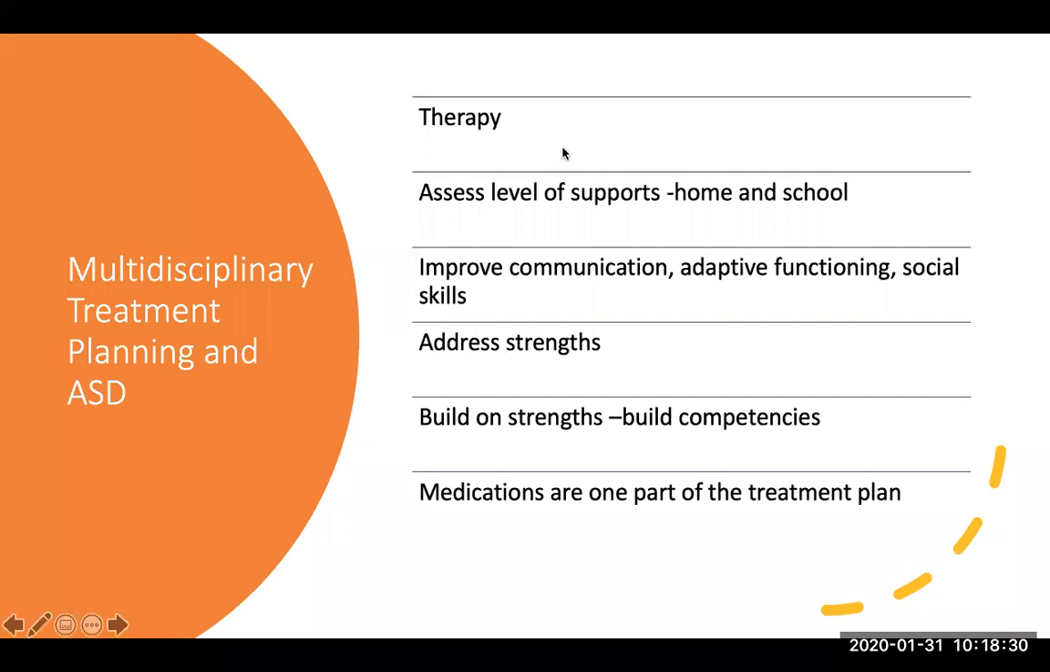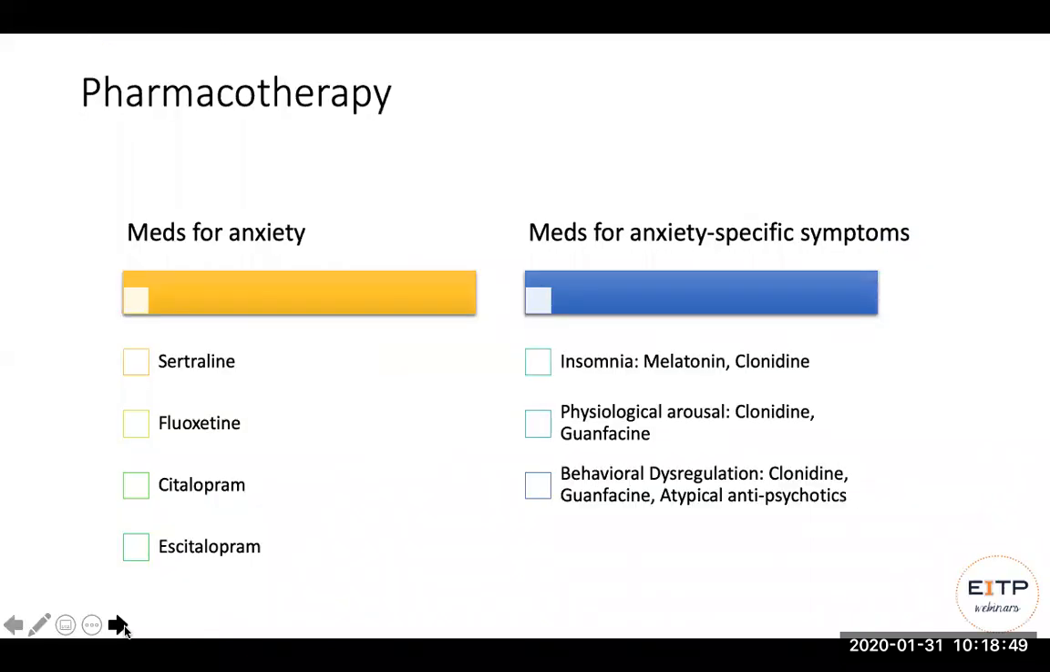And anxiety requires therapy, but a multidisciplinary treatment: assess levels of support with social work, improve communication, address strengths, and sometimes medications. Medications for anxiety are recommended for individuals with autism and severe anxiety.